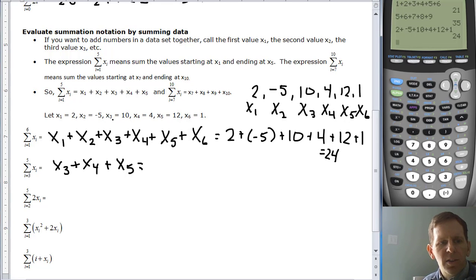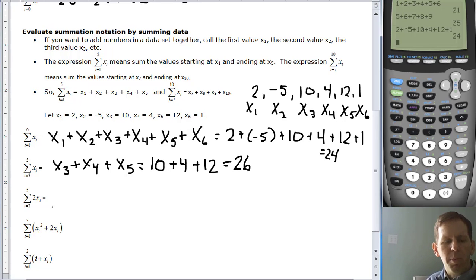So x sub 3 is the number 10. X sub 4 is the number 4. X sub 5 is the number 12. We're going to be adding the third, fourth, and fifth numbers in your list together, which are 10, 4, and 12. And when you add these together, 10 plus 4 is 14. 14 plus 12 is 26.